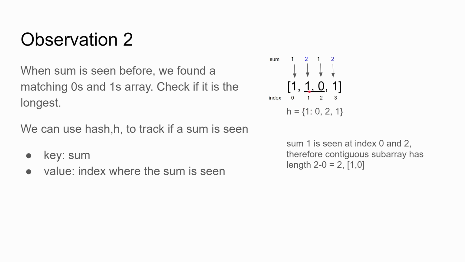And then it sees sum being 1 again at index 2. That means there's a contiguous subarray, and to find the length of that contiguous subarray, it will take the index the second time sum has been found, minus the index the first time the sum has been found. So in this case, the length is 2, being 1, 0.